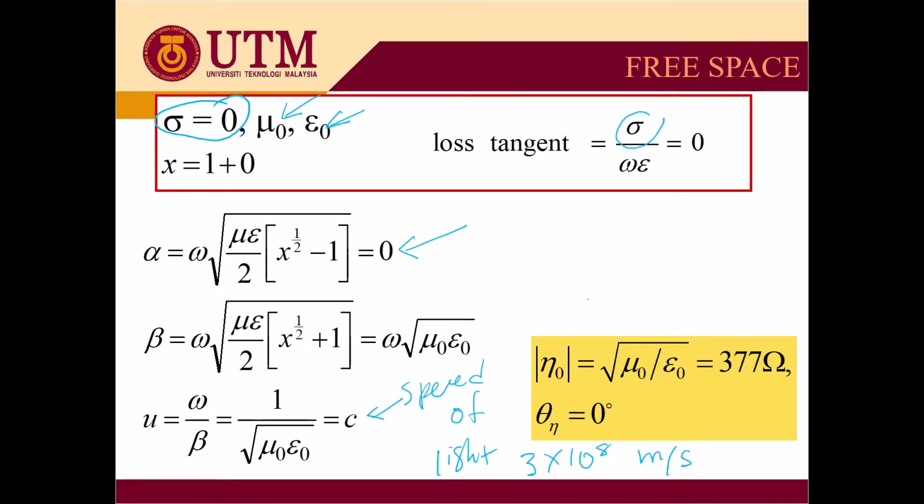And the standard for the intrinsic impedance of free space, we label as eta naught. Naught means in free space, the reference value. So it's equal to square root of mu naught over epsilon naught, equal to 377 ohms. This is a very important value, especially when we want to design or characterize electromagnetic devices such as antennas, filters, and so on. This is the value that we almost always use, 377 ohms. And theta eta is equal to 0 degrees.